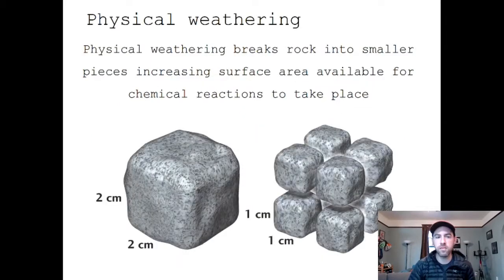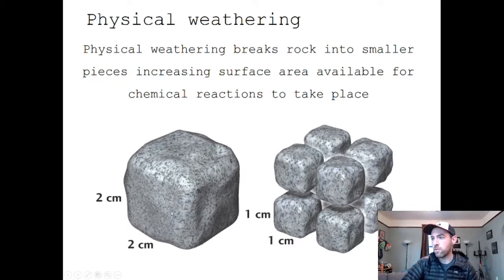So we'll start off by talking about physical weathering and the processes that break down rocks into smaller chunks, right? And one of the first things that I want to mention about this is that the processes of physical weathering, breaking down rocks into smaller pieces, can also promote chemical weathering as well, in the sense that if you take a 2 centimeter by 2 centimeter by 2 centimeter cube of rock, for example, and you break it down into smaller 1 centimeter by 1 centimeter cubes, you are dramatically increasing the surface area that is available for chemical reactions to take place.